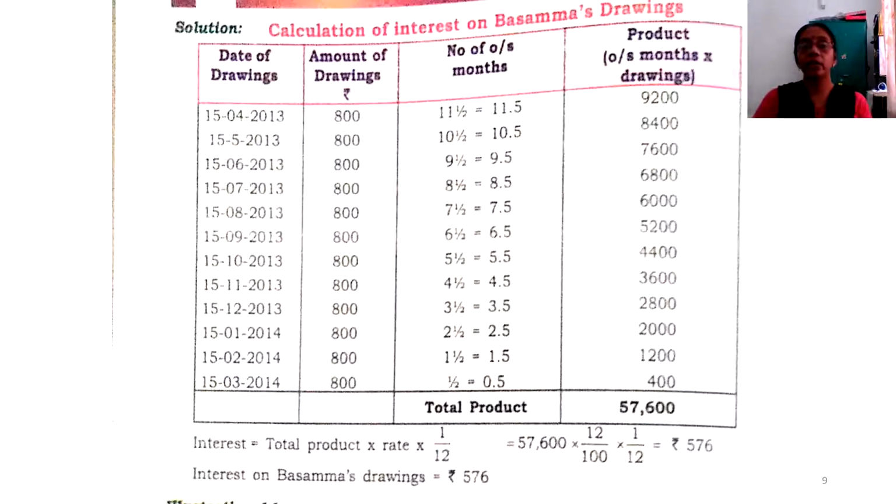Take time to understand, students. It is going to be middle of every month. Always April to March will be our period. So we begin in the month of April. Until March we will proceed. But the date of withdrawal in every period, in every month is going to be 15th. Well, 800 rupees happens to be the amount of drawings every time.